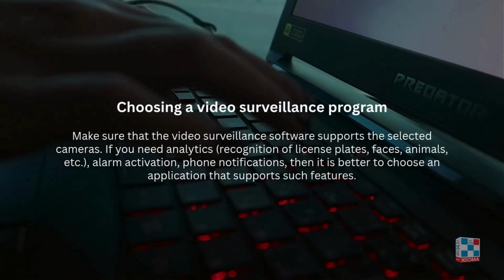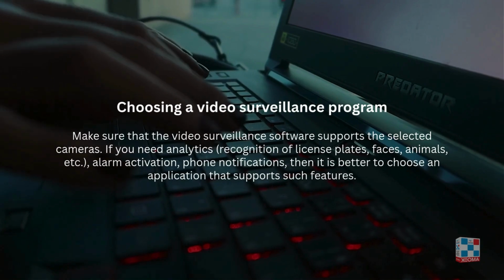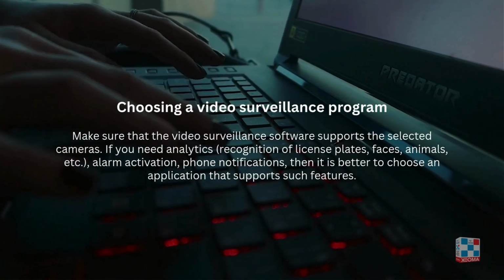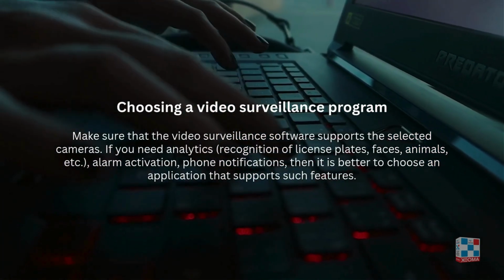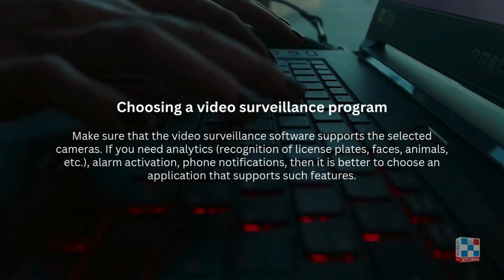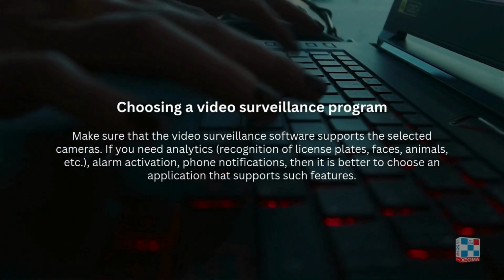Choosing a video surveillance program. Make sure that the video surveillance software supports the selected cameras. If you need analytics, recognition of license plates, faces, animals, etc., alarm activation, phone notifications, then it is better to choose an application that supports such features.